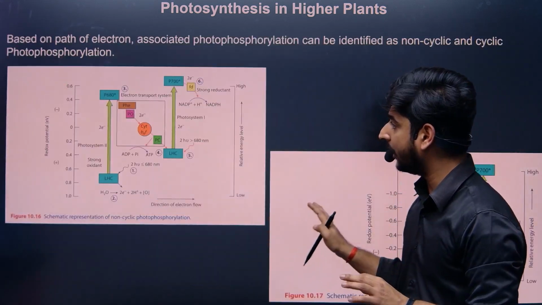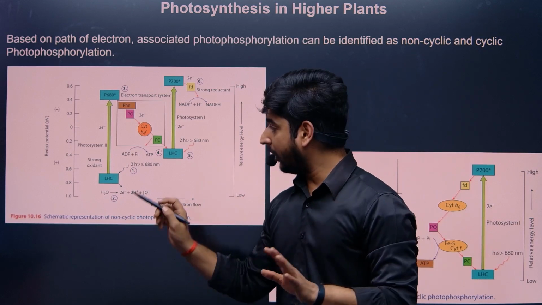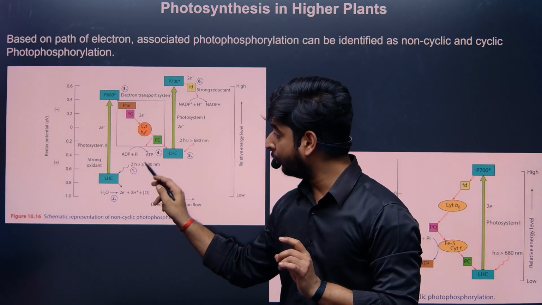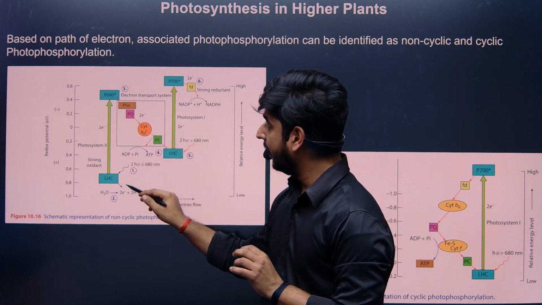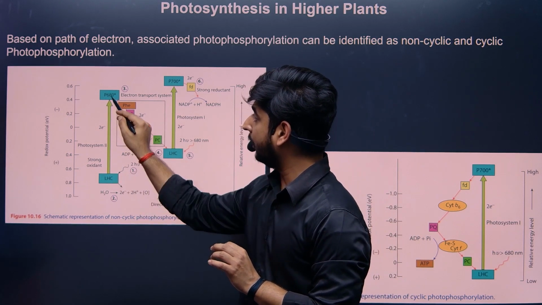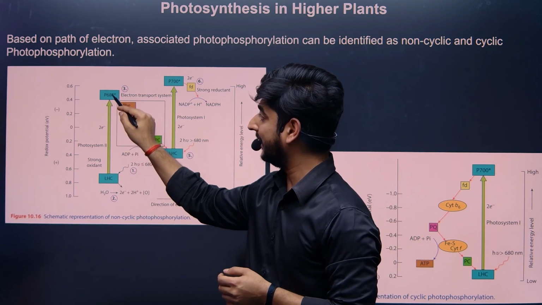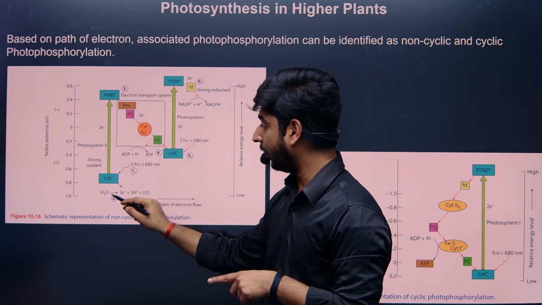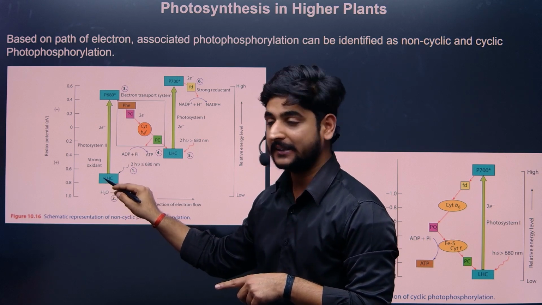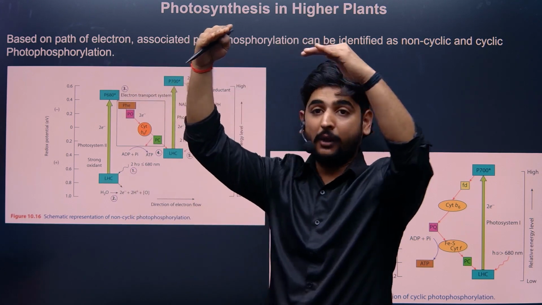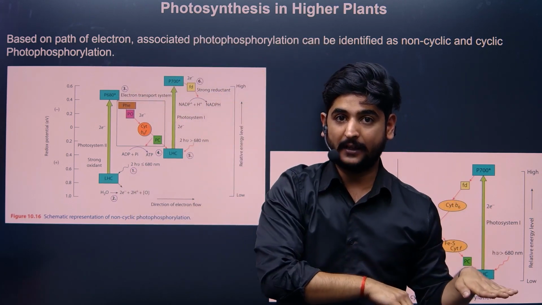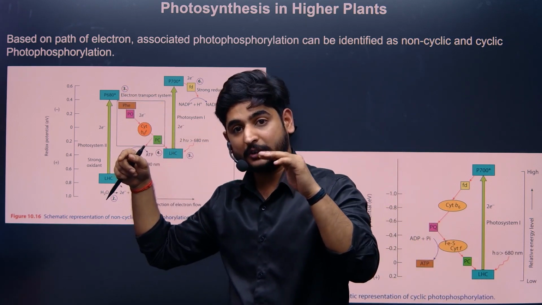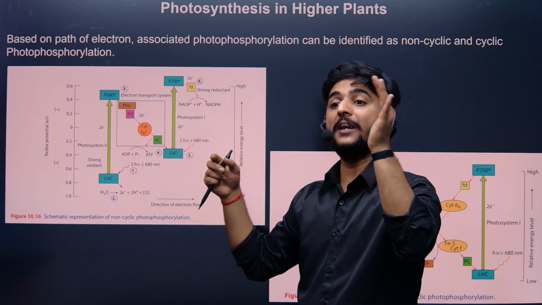What is happening? Just try to understand. First of all, light is falling on photosystem 2. Light is falling on P680, and the electron is excited to a higher energy state known as P680 star. This vacancy will be filled by splitting of water, and this electron will move to fill this vacancy. Now this electron will move over a series of electron carriers. First of all, pheophytin, then plastoquinone, which will be converted into plastoquinol.